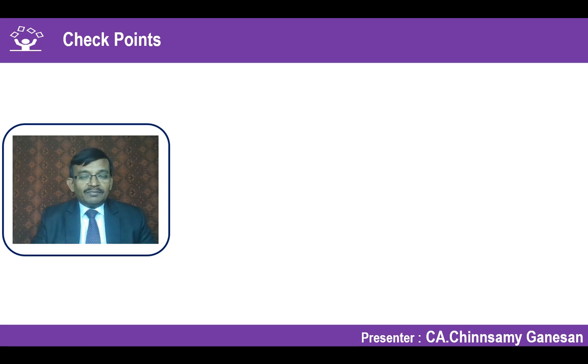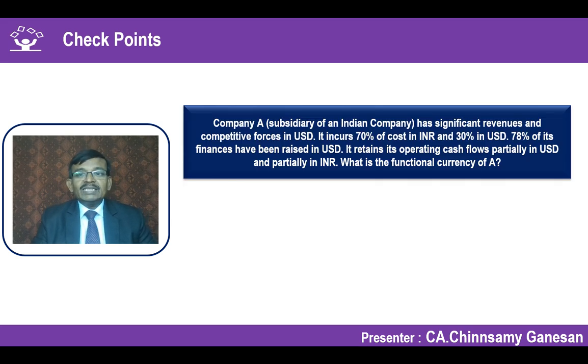Now, we will have some more examples. Here it is again a US subsidiary, and it has significant revenues and competitive forces in US dollar. Primary indicators which say significant revenue and competitive forces also determine the selling prices in US dollar. 70% of the cost is in INR, 30% is in US dollar. So the primary forces, one indicator helps me to say that it's US dollar.